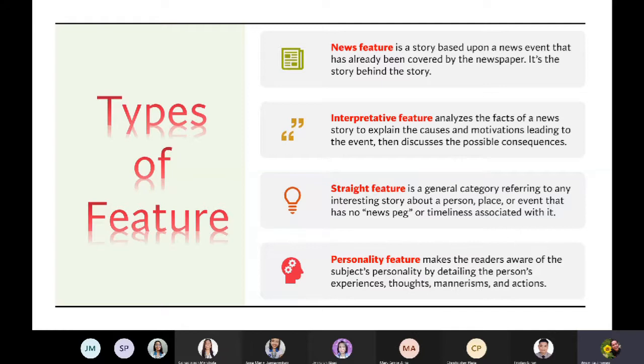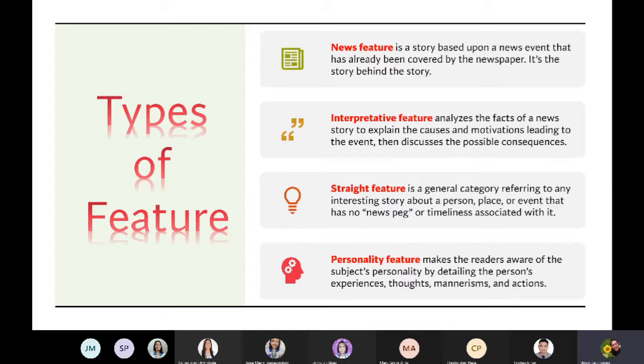Somehow, it can be a news feature, but for news feature, it's still like news, but you just explain it elaboratively. But in interpretative news, you give a personal take. Okay, you give a personal take. What are the possible consequences given that news? Okay, so that's interpretative feature.